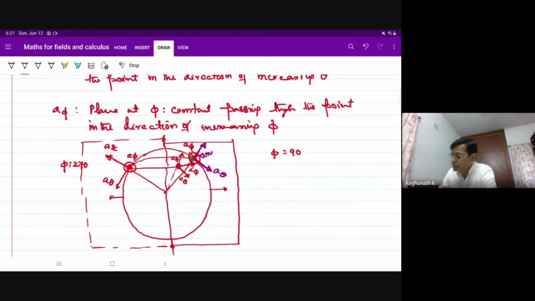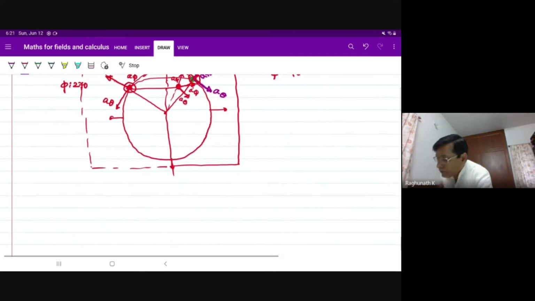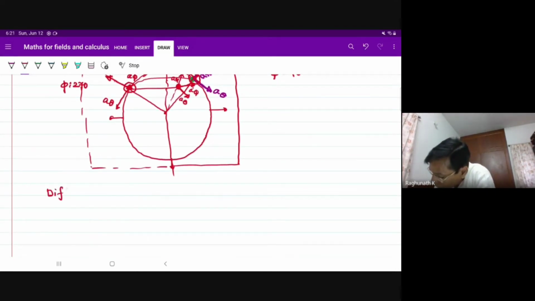Next. Next is what? Differential vector in this coordinate system. Please listen.